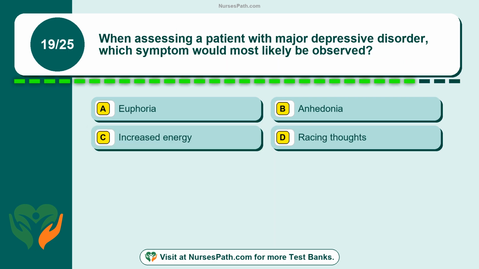Question 19. When assessing a patient with major depressive disorder, which symptom would most likely be observed? Option A, euphoria. Option B, anhedonia. Option C, increased energy. Option D, racing thoughts.